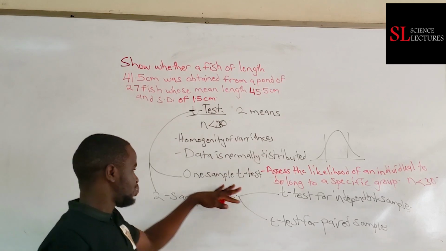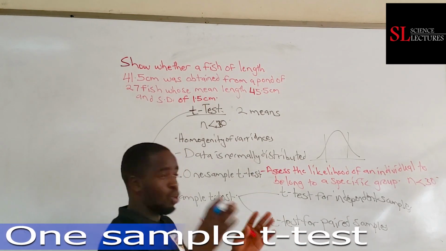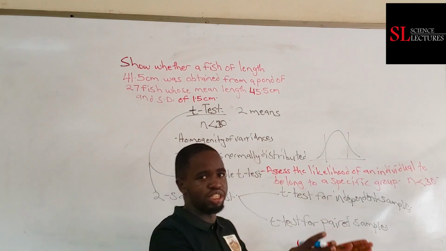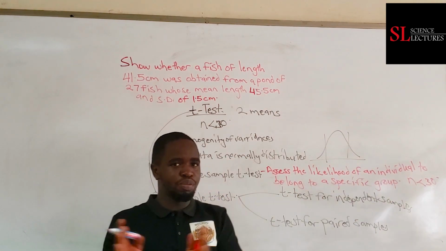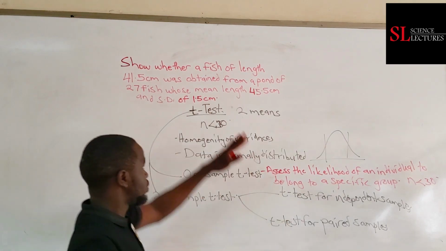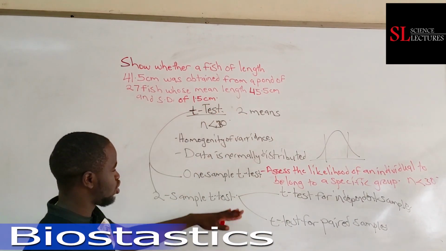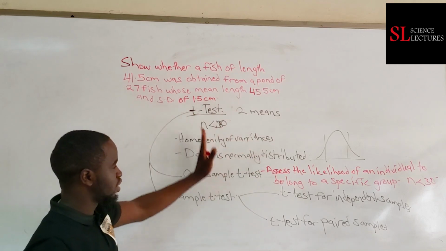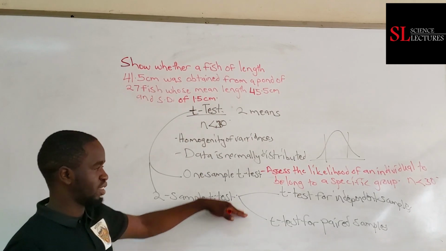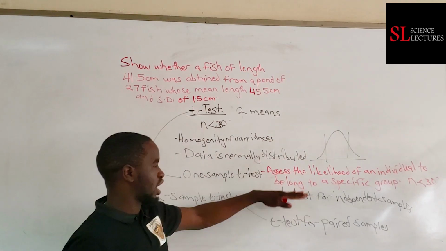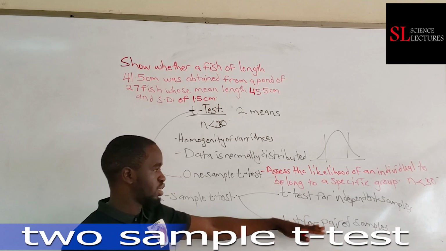Then, if it is not a one sample t-test, because in a one sample, as you hear, one sample, it is an individual being compared to a group. But we say the t-test can be used to compare means. So when you are comparing two means from different groups, that is a two sample t-test. And the two sample t-test can be for independent samples or for paired samples.